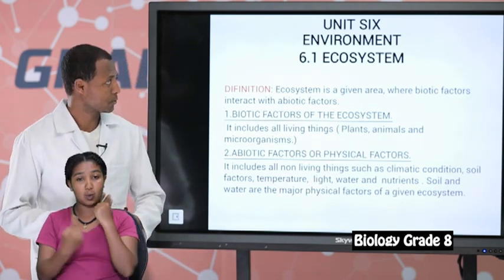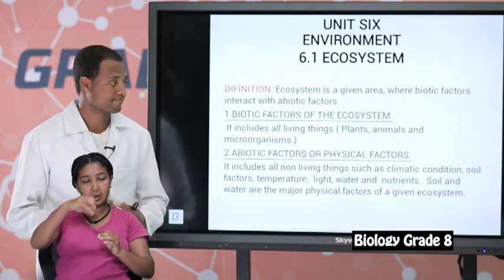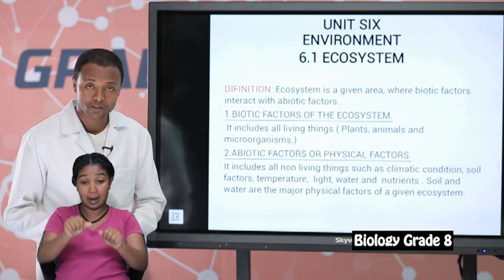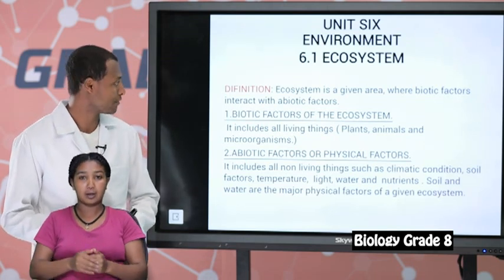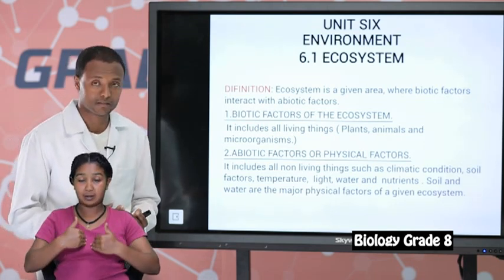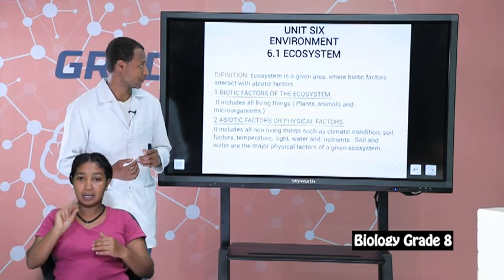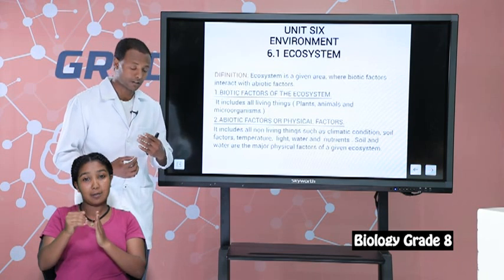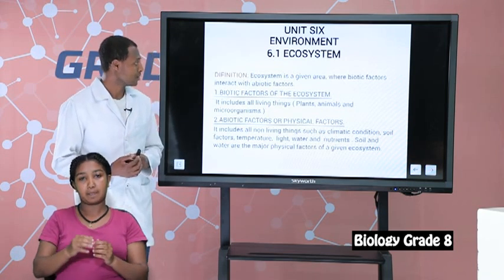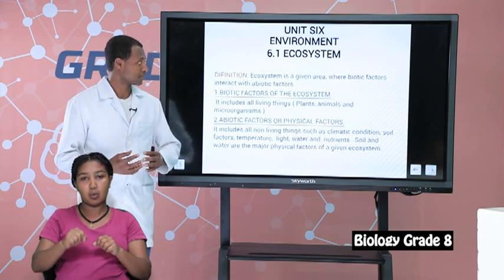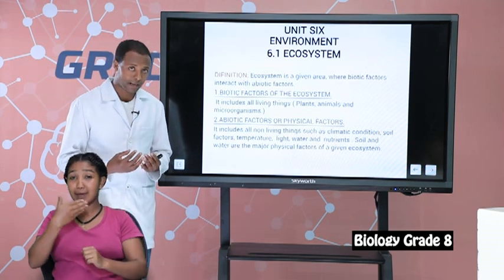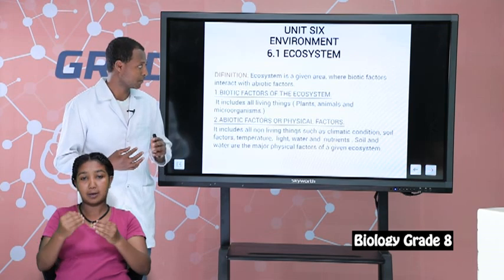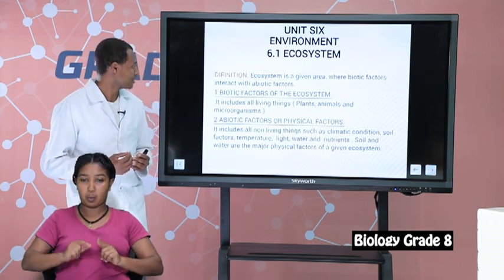Accordingly, we are going to define ecosystem. Here is a definition. An ecosystem is a given area where biotic factors interact with abiotic factors. It's a given area, that's why we say that it's a subunit of the biosphere. So an ecosystem is best explained in the presence of biotic and abiotic factors.